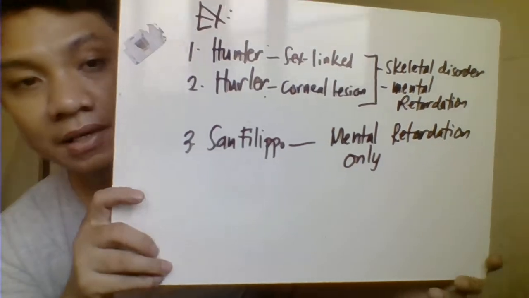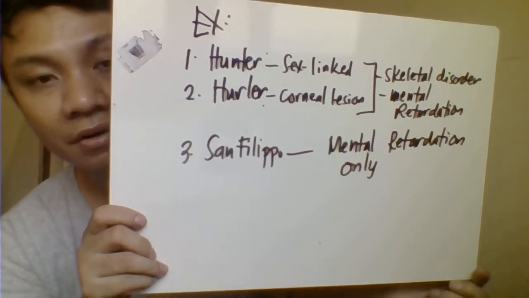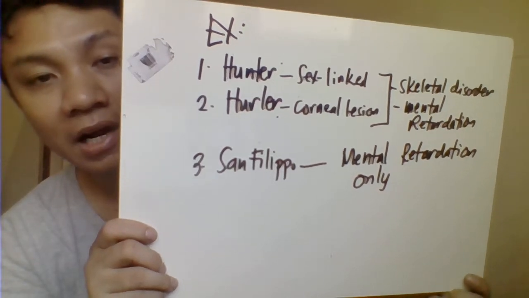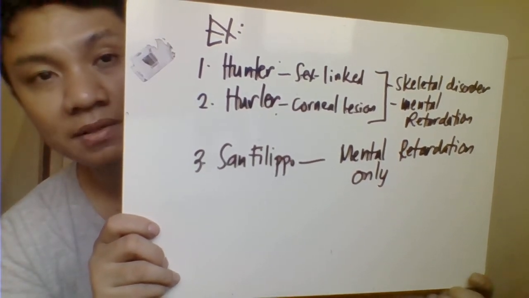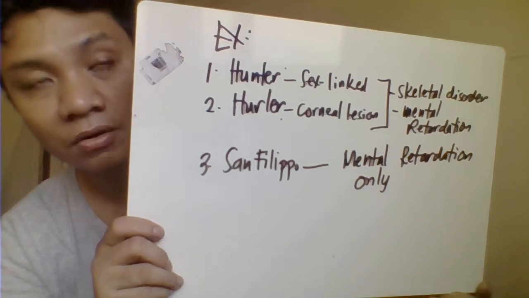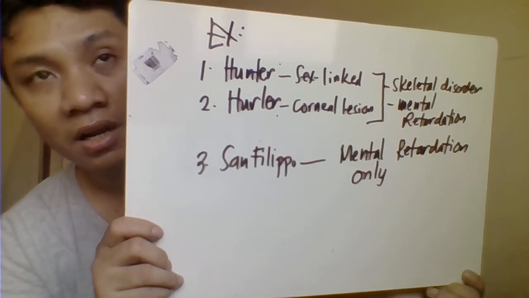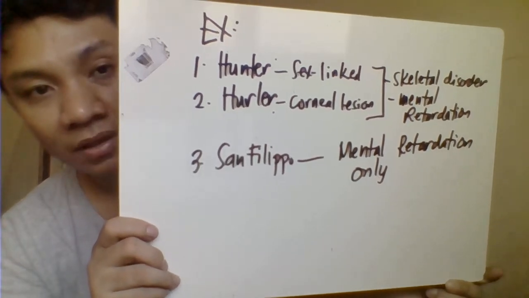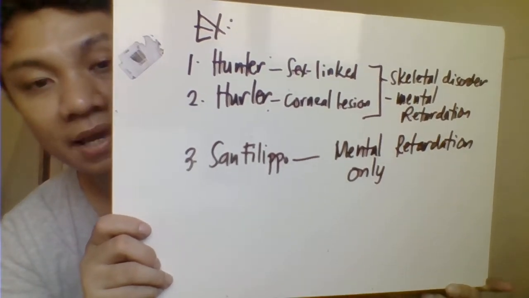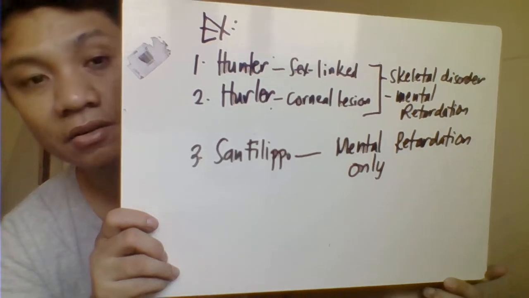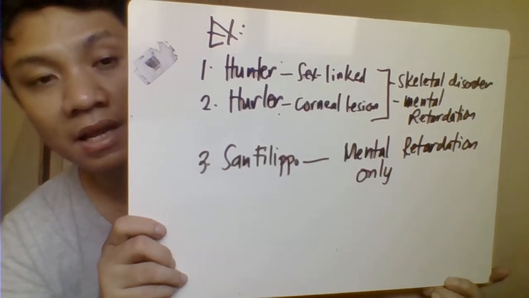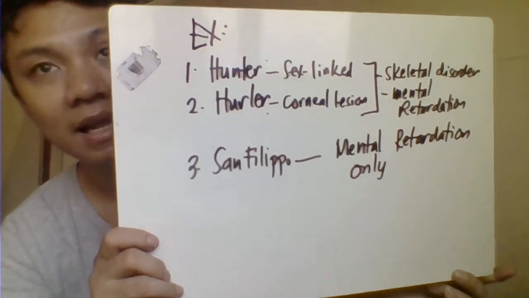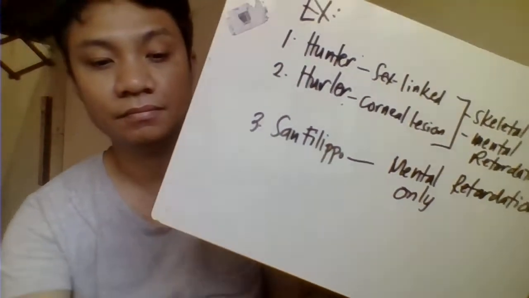Okay, there are three disorders related to that: Hunter, Hurler, and Sanfilippo. Hunter and Hurler both have skeletal muscle disorder and mental retardation. Only Hurler has the corneal manifestation, meaning it has eye defects. Hunter, on the other hand, is sex-linked, an inherited disorder. Sanfilippo, on the other hand, has mental retardation as its only defect. It has no skeletal muscle disorders.